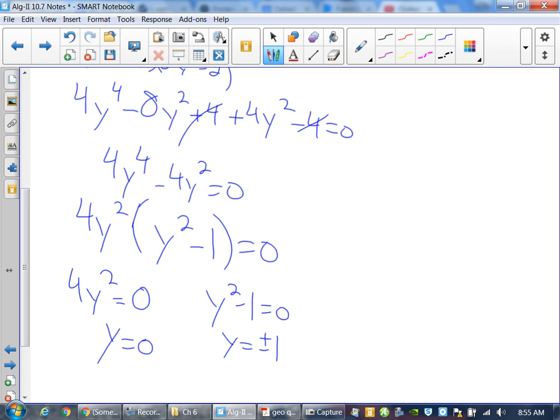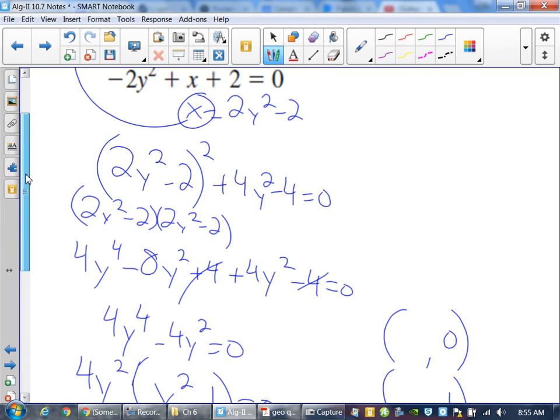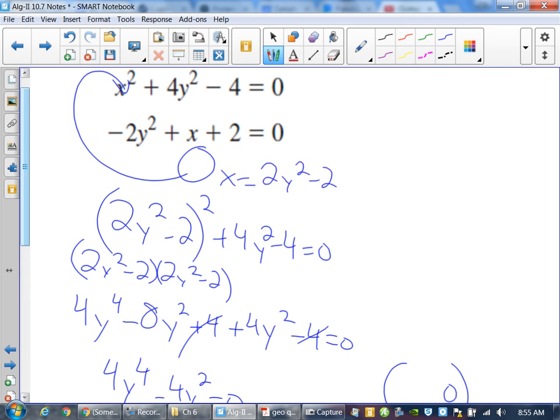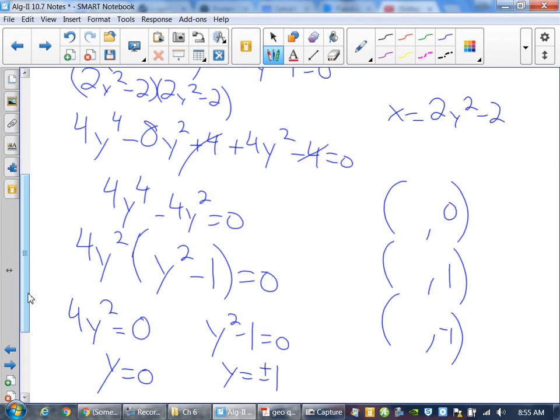So when this occurs, what you want to do is, off to the side, remind yourself that you're going to have three ordered pairs with y values of 0, 1, and negative 1. And now instead of substituting in for x, we're going to substitute in for y. And you have x by itself here, and it's just a matter of substituting in.